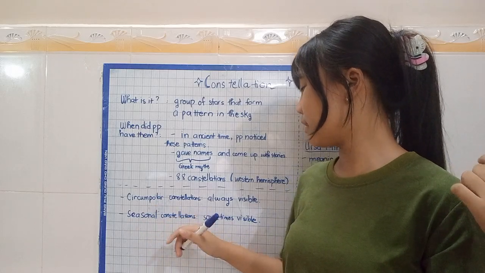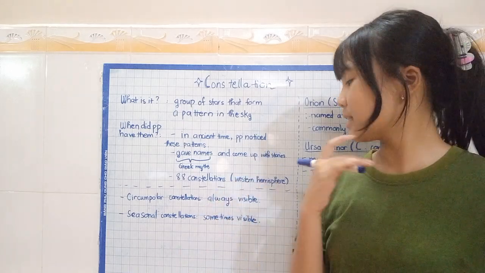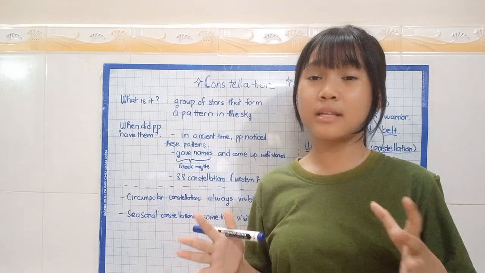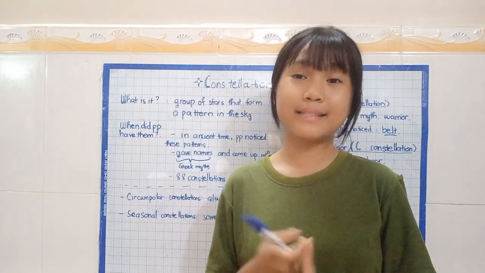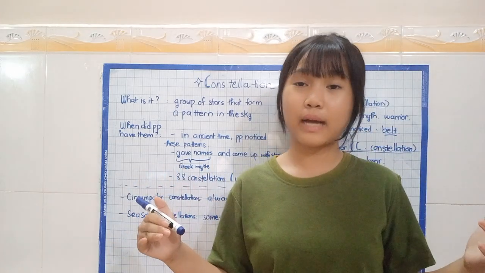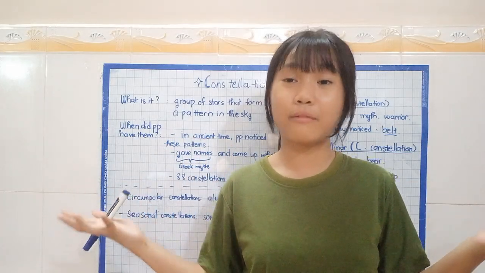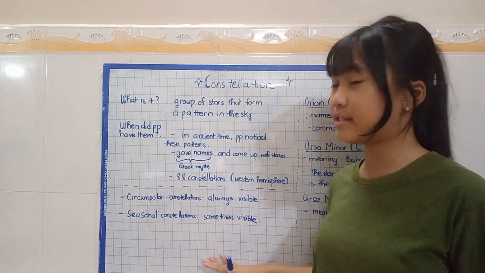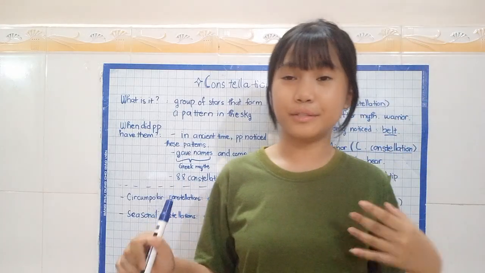Next is seasonal constellations. Seasonal constellations are the group of stars that are sometimes visible in the sky, and usually are only available for a short amount of time, like in a month or in a season. So that is why sometimes you look up in the sky and you see a different pattern, or you can't find that group of constellations anymore. So that is our basic two main groups of constellations.